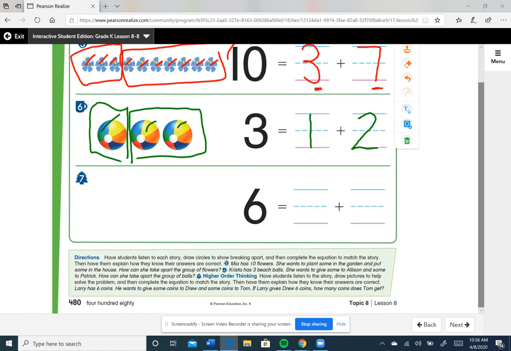Now, number 7. It says Larry has 6 coins. He wants to give some coins to Drew, and he wants to give some to Tom. If Larry gives Drew 6 coins, how many does Tom get? Okay, so I'll read that again. Larry has 6 coins. He wants to give some to Drew, and he wants to give some to Tom. If Larry gives Drew 6 of the coins, how many does Tom get?